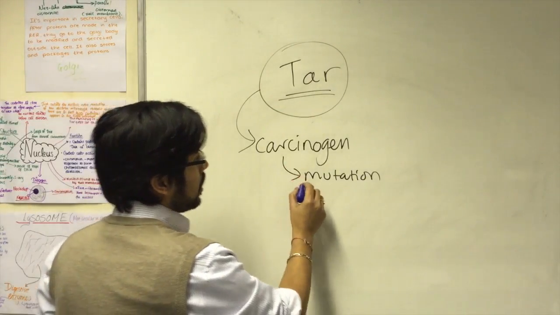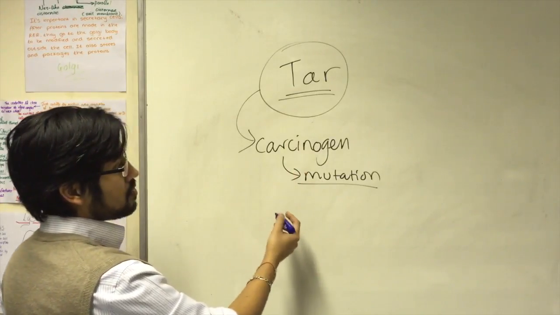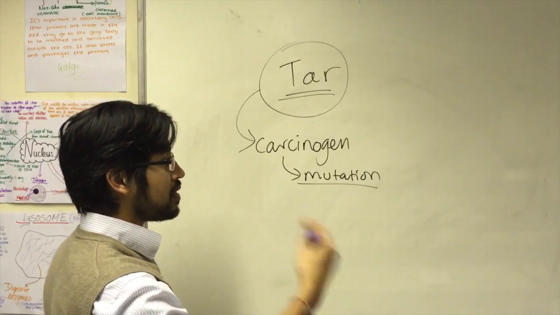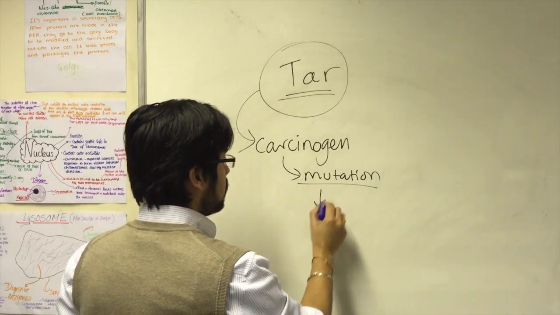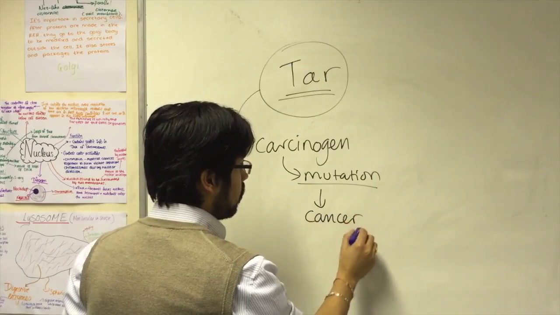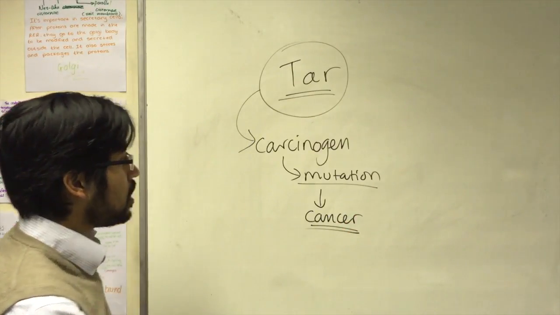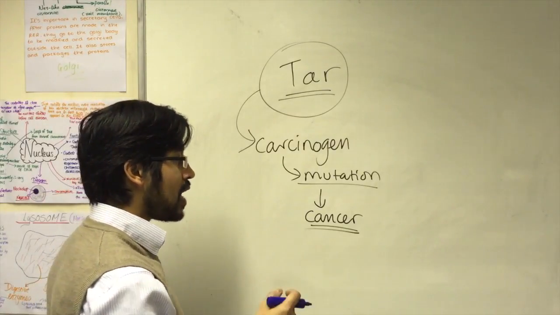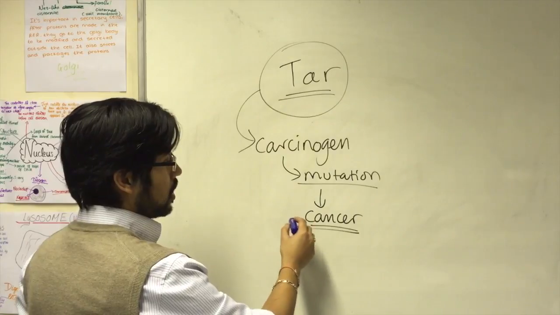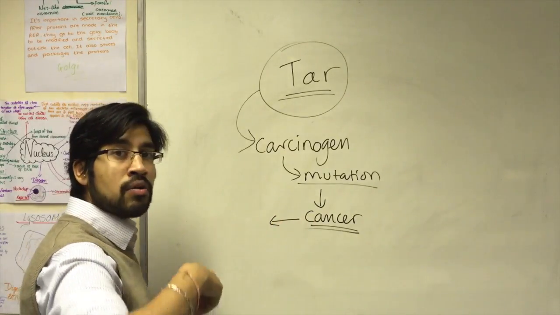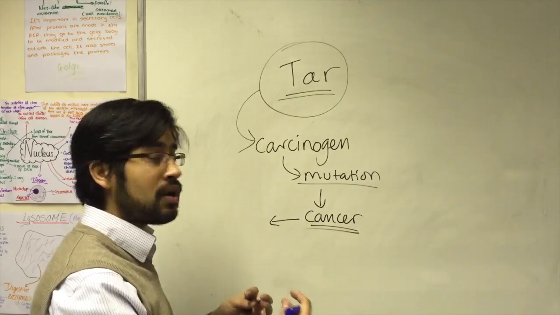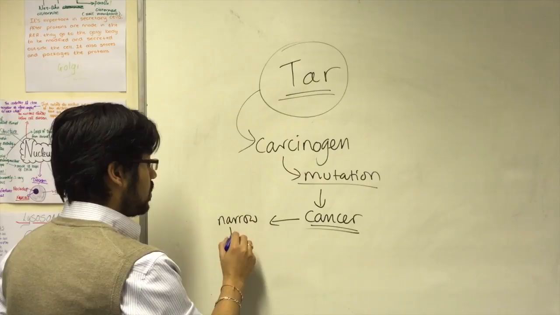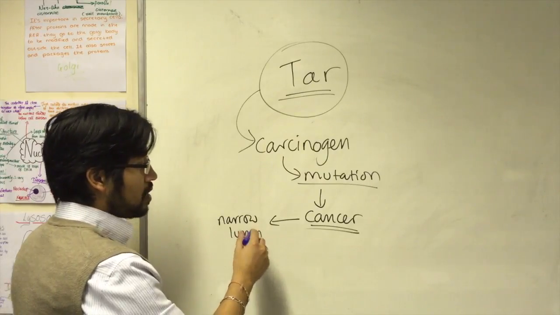Okay, so tar acts as a carcinogen, causes a mutation, and if the mutation is in genes that control the cell cycle and cell division, you can get the development of cancer. Now this can lead to very serious damage of the lungs. If you get a growth of a tumor in the lungs, you are going to cause an obstruction in the lumen.